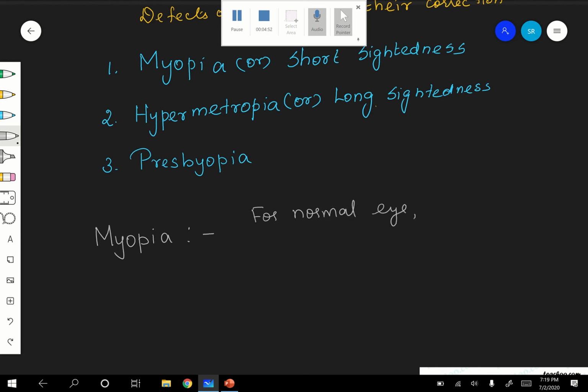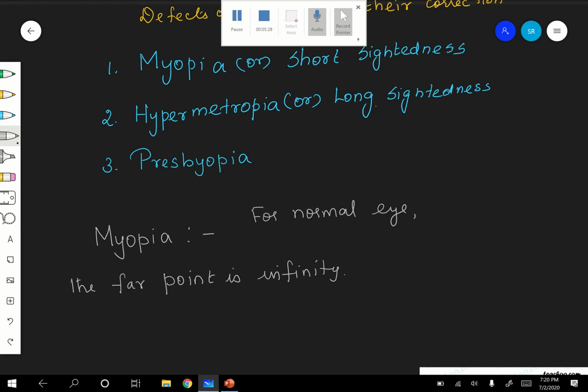For a normal eye, you can see that the far point is infinity. What do you mean by that? The far point is the maximum distance of the object that you can see clearly. So what is the maximum distance? Infinity. If the eye is free from any defect, then that is called a normal eye, and the far point is infinity.